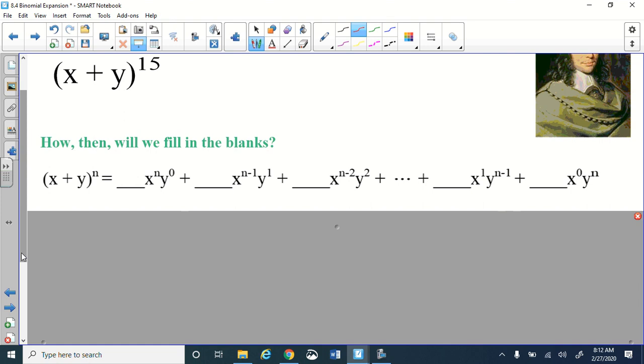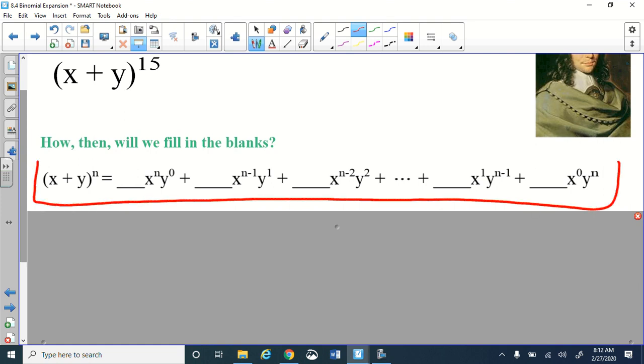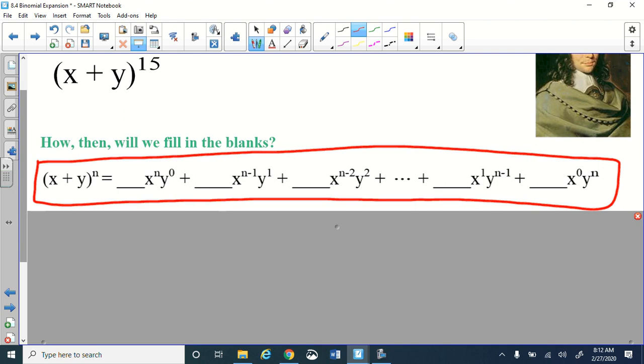Some people like to know the notation or the rule. And so if you want to pause the video and write this down in that rectangle, feel free. This just gives you a rule for what we've been saying.